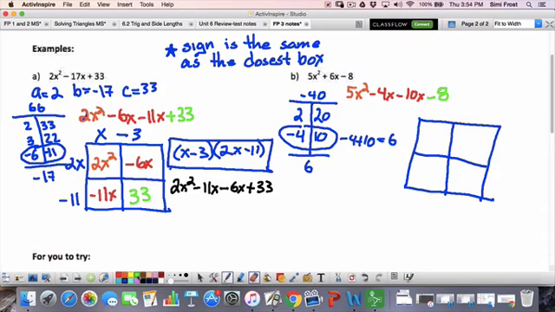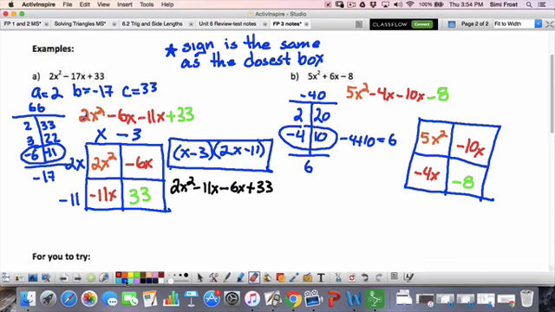Okay, top left-hand corner. And feel free to stop the video at any time if you're feeling confident you want to move ahead and try to figure it out on your own. So 5x squared, bottom right-hand corner, negative 8. And then here's where I'm going to put my split middle term. I have negative 4x, and I have negative 10x.